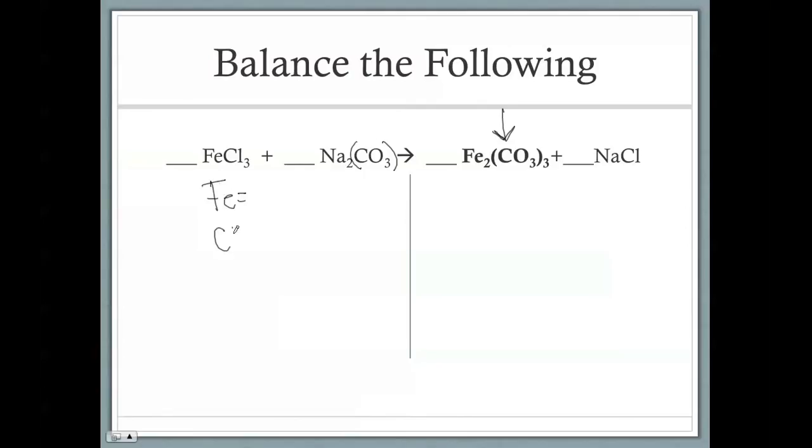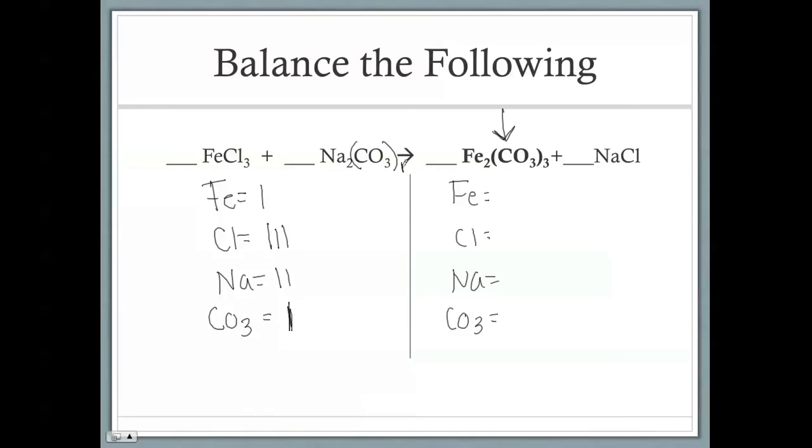So go ahead, I'm going to write Fe, Cl, Na, and then CO3 as a group. And then same order, Fe, Cl, Na, and CO3. So go ahead and count them. Iron, I just have 1. Chlorine, I have 3, 2 sodium, and in this case, 1 CO3. Because remember, this 3 is a part of the CO3. It's not telling you that you have 3 of them.